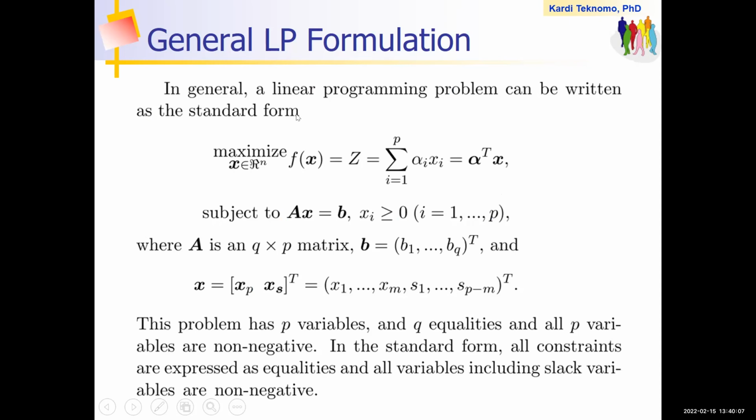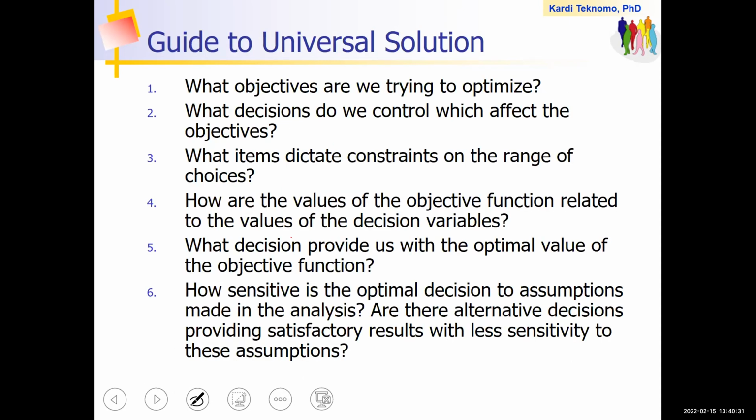Again, this is exactly the same as earlier. So this is the general LP problem. And if you look at this, it is a standard form, right? Why is this a standard form? Because it's only maximizing, and the constraint is only equality. So this is a standard form.